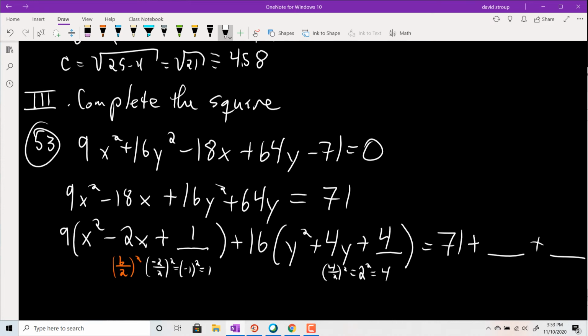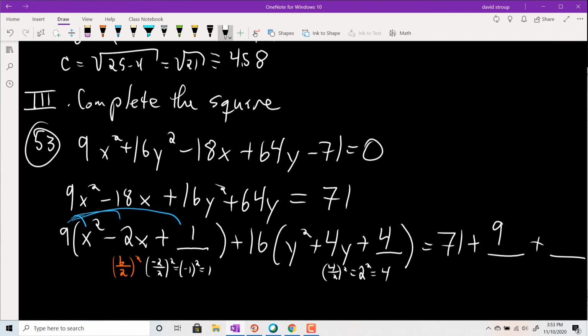I do not put 1 and 4 on the other side, and it's because of that 9 and the 16. Look, if you were going to redistribute, you would have 9 times x squared, 9 times negative 2, 9 times 1, which is 9. So really what you did in the long run is add in 9. You added in 9 on the left. You didn't just add in 1. So on the right, you're adding in 9.